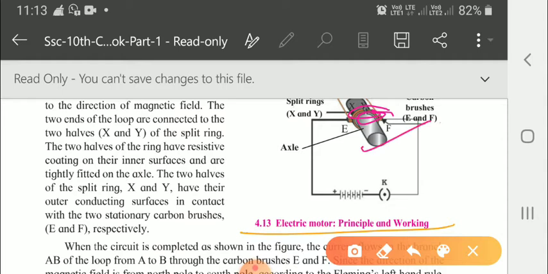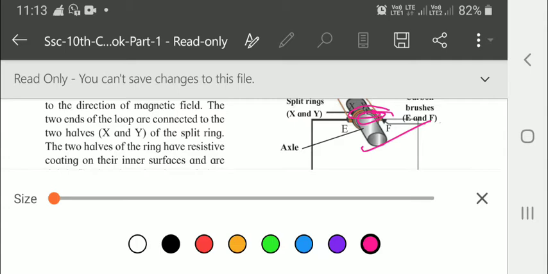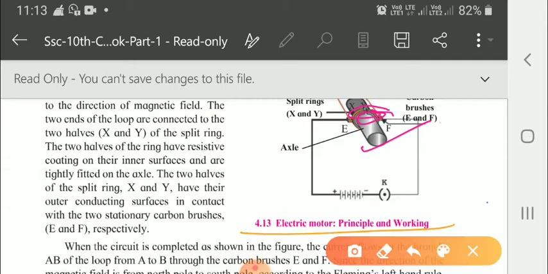Now the two halves of the split ring X and Y have their outer conducting surface in contact with the two stationary carbon brushes E and F. Already I have shown you. I'll show you with a different color again. So here you can see these carbon brushes.